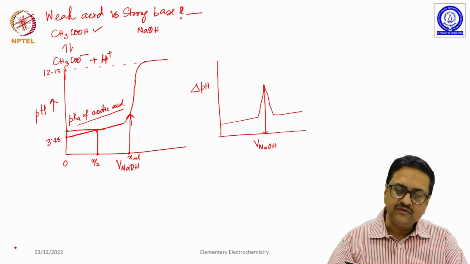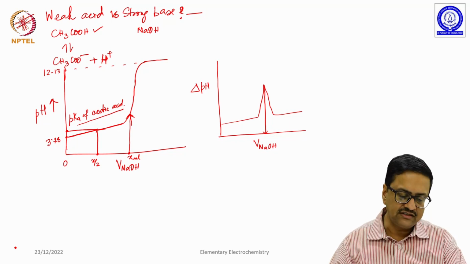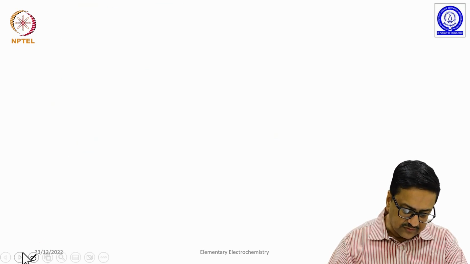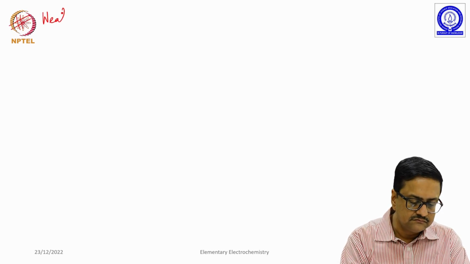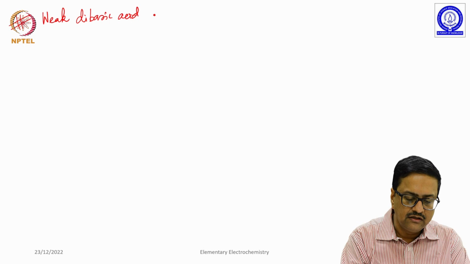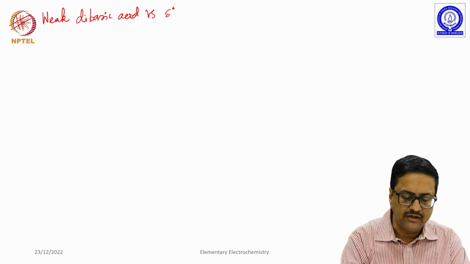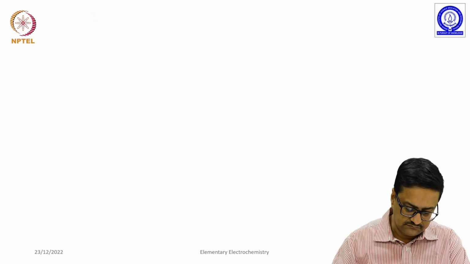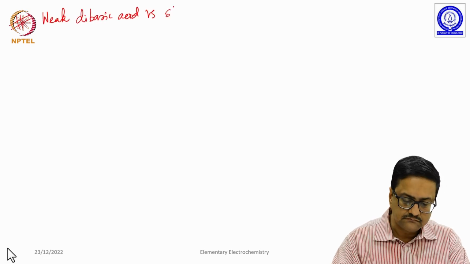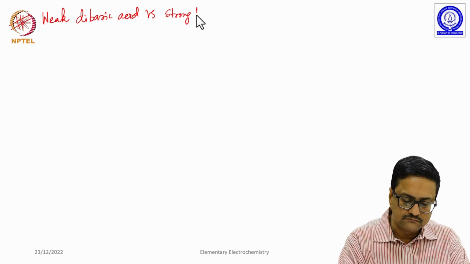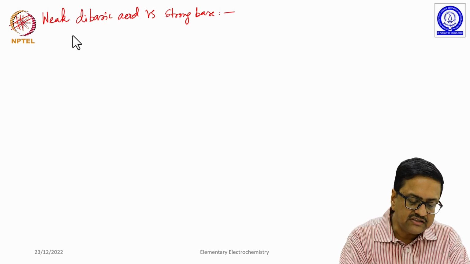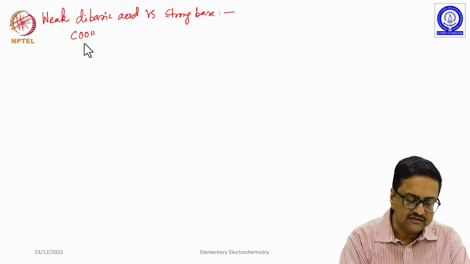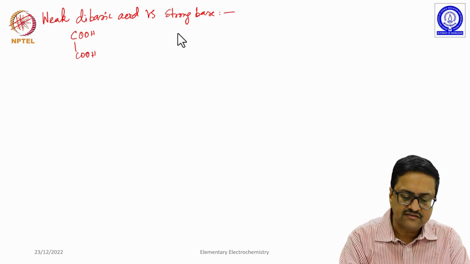So, we have discussed strong acid, strong base, and weak acid, strong base, and we will now talk about a third possibility: weak dibasic acid versus strong base. The weak dibasic acid is oxalic acid, versus NaOH.